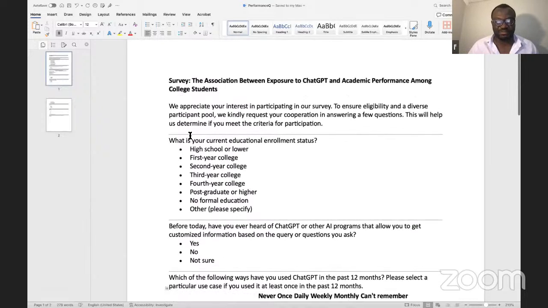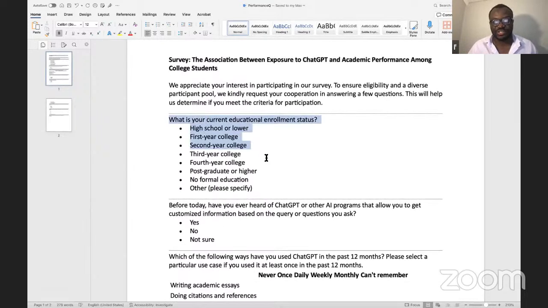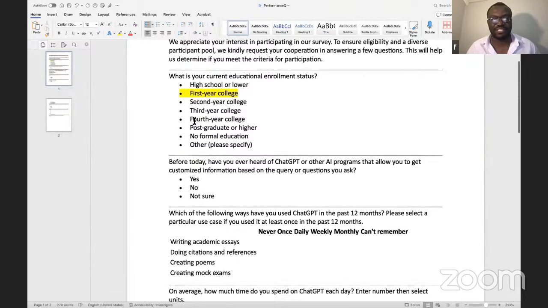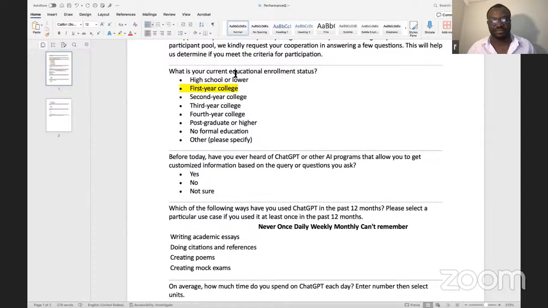So the first question is just about, what is your current educational enrollment status? Then you have all of them. The goal is that we are only interested in, at baseline, to capture only individuals who are first-year college students. So we want to restrict the entry to only individuals who are in first year, because that is the research question. The research question is, if we included individuals at baseline and follow them over time, how does exposure to ChatGPT influence academic performance? So we want to be mindful of that when we design the study.